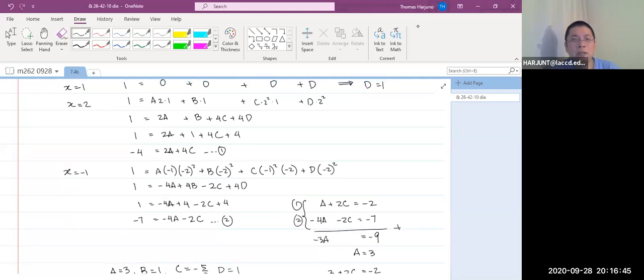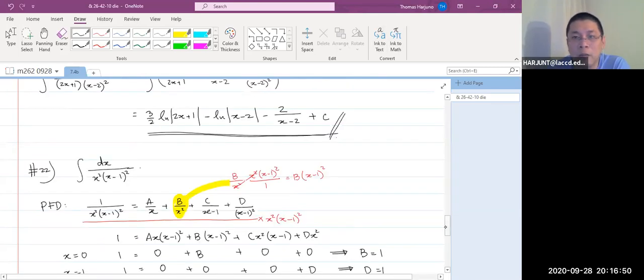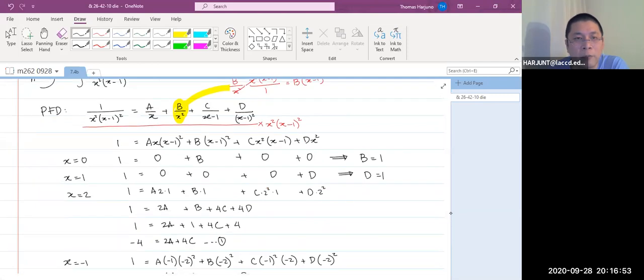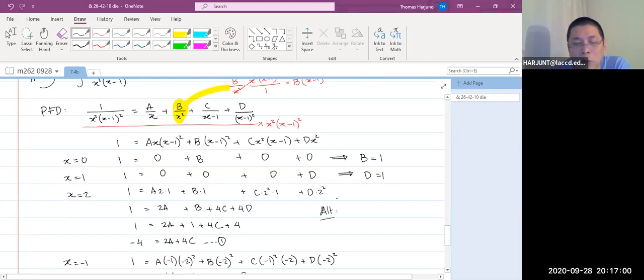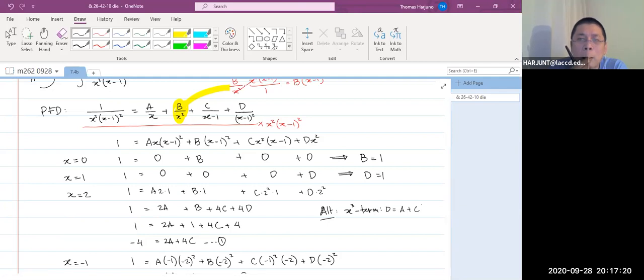Can you find A and C using other method? Yes, you can. Yes, you can. Another method that I had in mind is looking at degree of 3. When we have x cubed, for example, so other method. When I see x cubed term, on the left-hand side, the x cubed term is 0. But the right-hand side, it's A plus C. Is it? Yeah, it's A plus C.